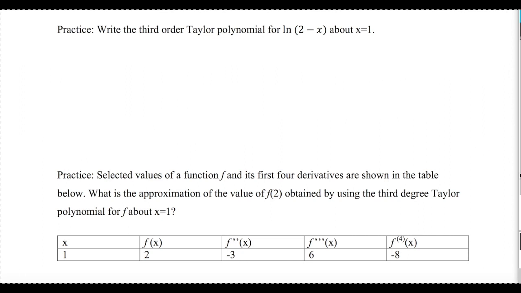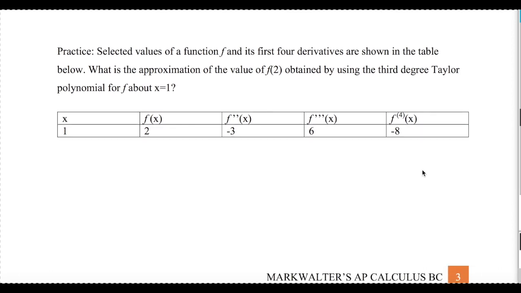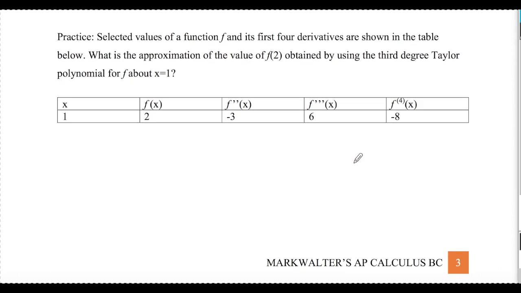Okay. Keeping on. Let's see. Practice this one. Selected values of the function f and its first 4 derivatives are shown on the table. What's the approximation of the value of f of 2 obtained using the third degree Taylor polynomial? Wow. Deja vu. Remember, we want the kth derivative of f at a over k factorial x minus a to the k.